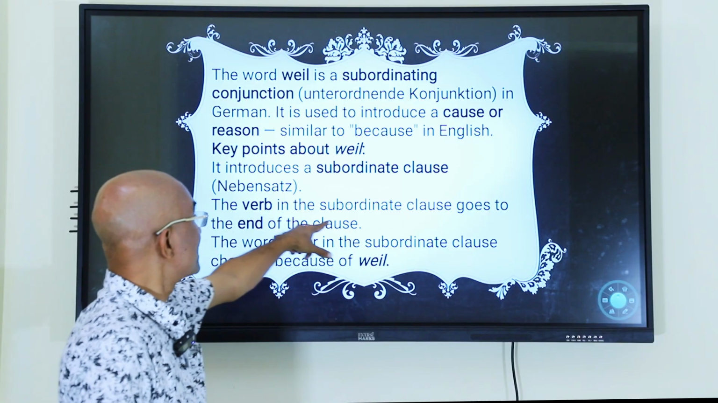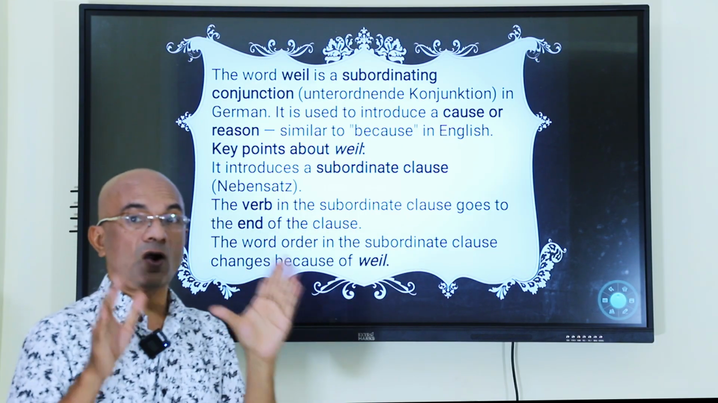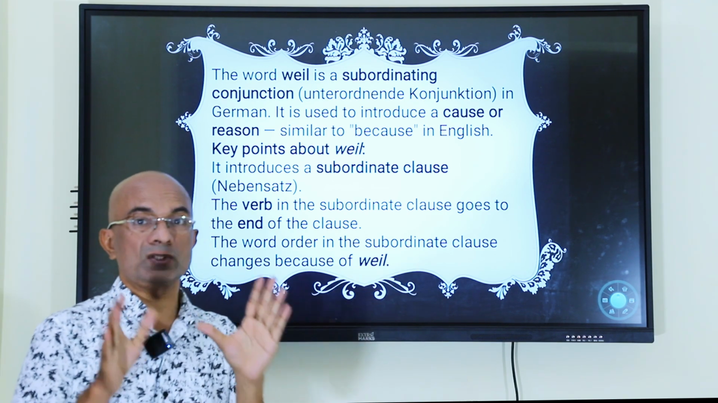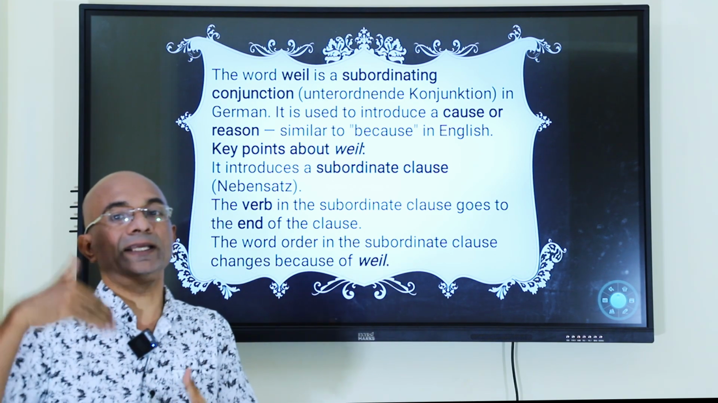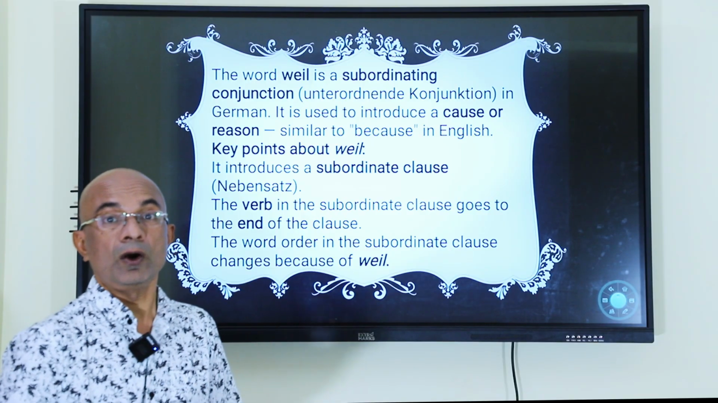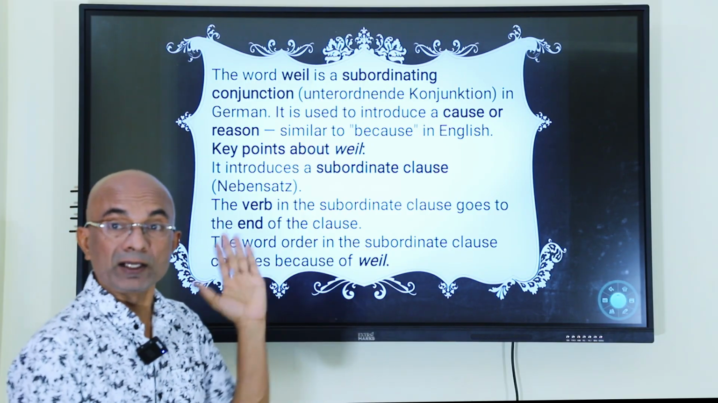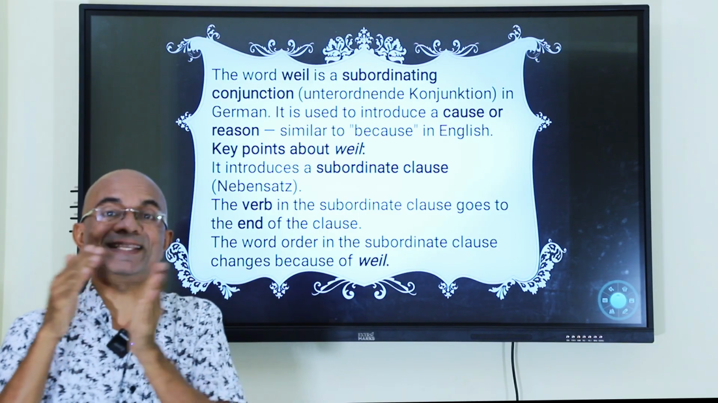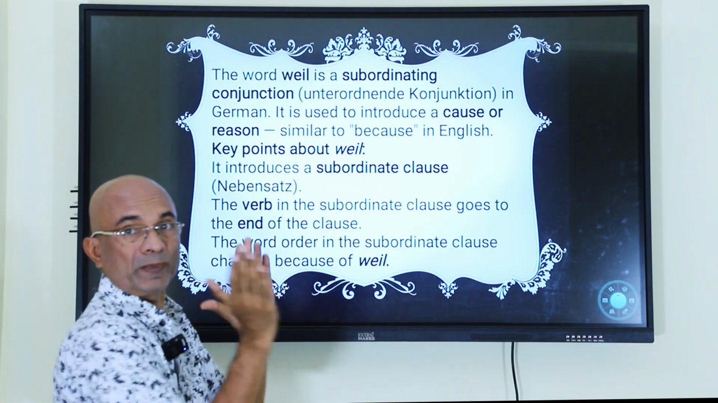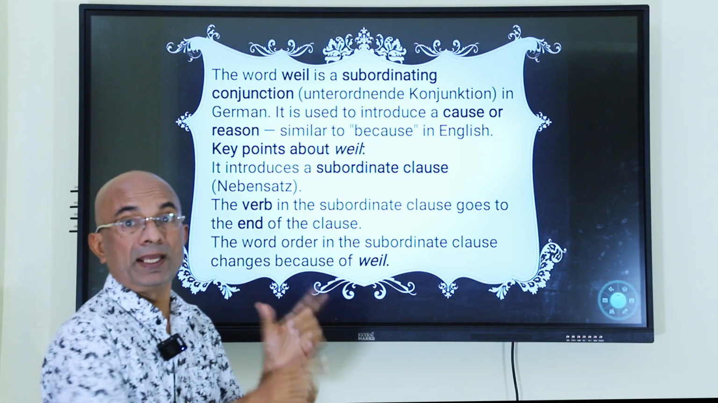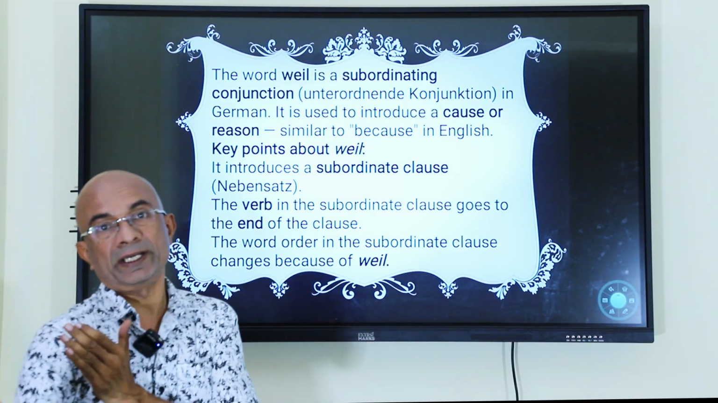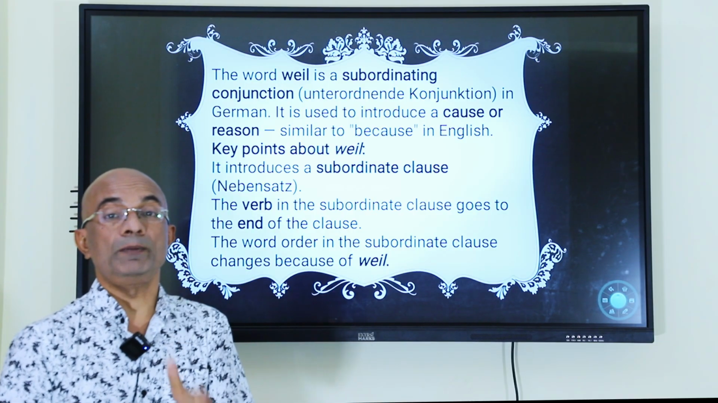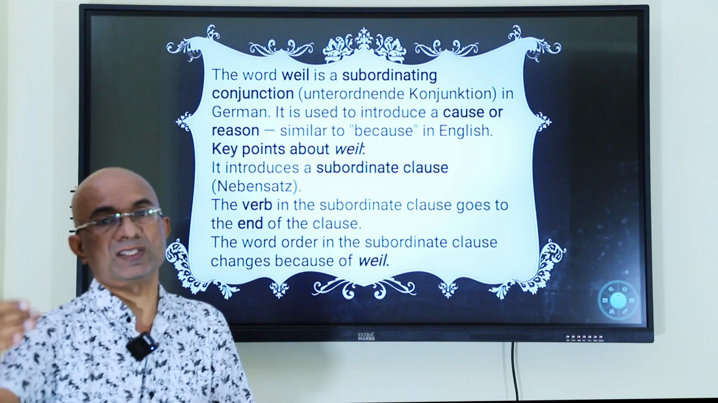So the verb in the subordinate clause goes to the end of the clause, and the word order in the subordinate clause changes because of "weil". Not only "weil", we'll be learning other subordinating conjunctions also, and there too, whenever there is a subordinate clause, or Nebensatz, the verb goes at the end. Hauptsatz means main clause, and Nebensatz means subordinate clause.